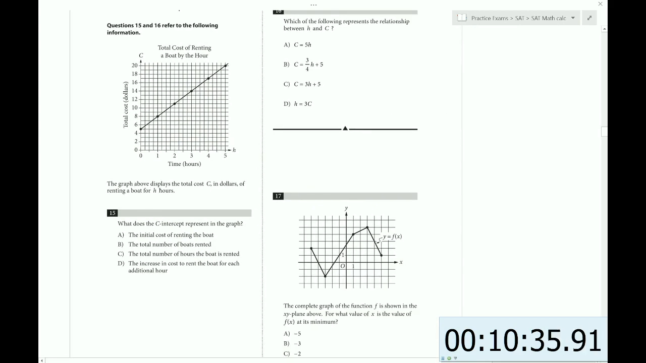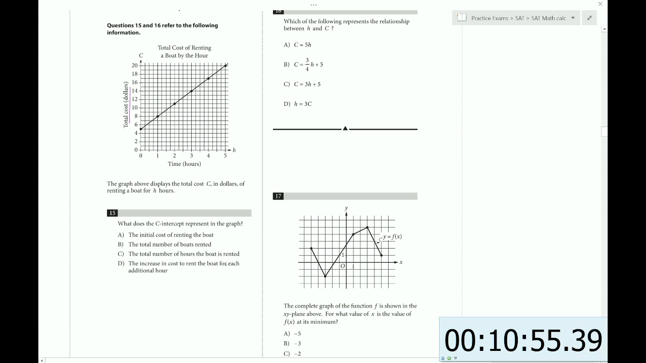On to 15. Okay, so the graph above displays the cost in dollars of renting a boat for H hours. What does the C represent in the graph? Okay, let's see. So, well, C is the total cost in dollars, right? Because that's the label of the y-axis. So it's the total cost.